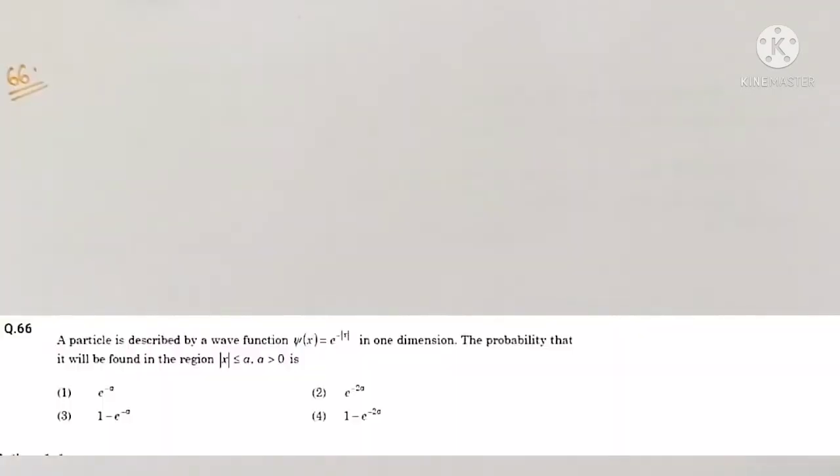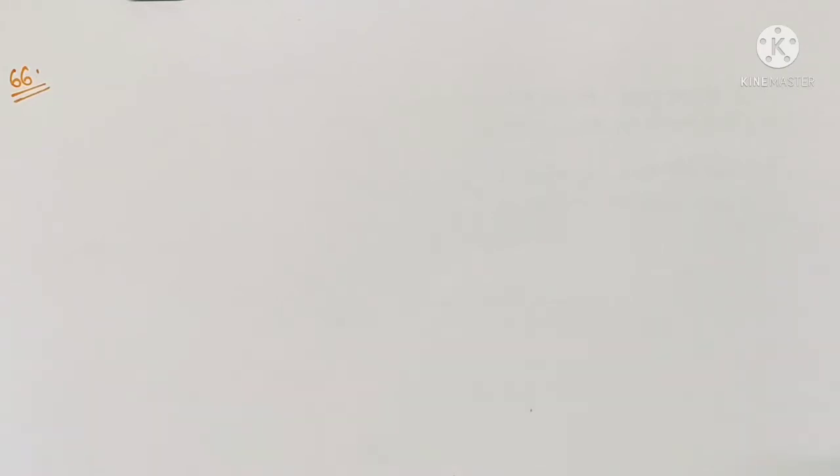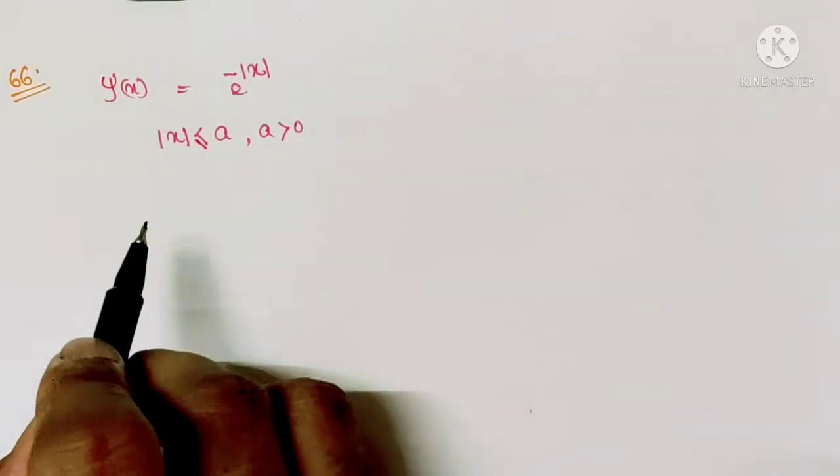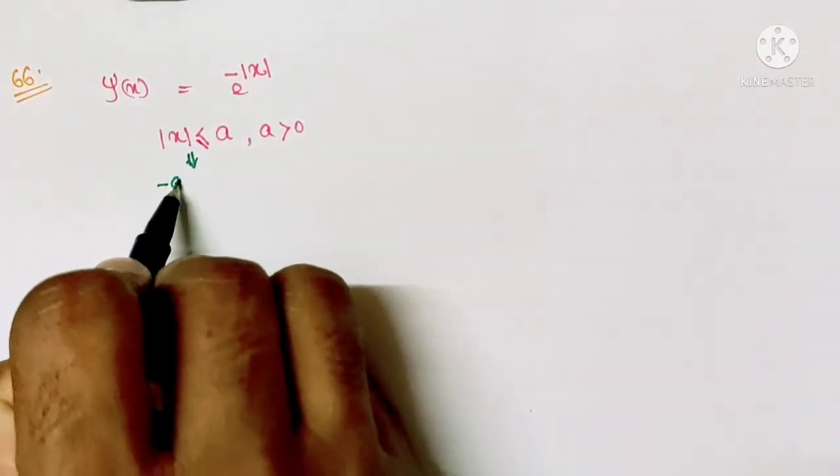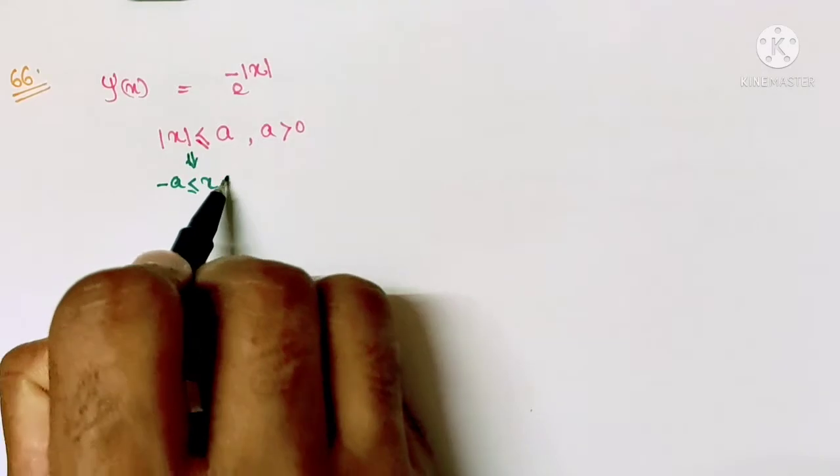Question number 66. A particle is described by a wave function psi x equal to exponential minus mod x in one dimension. The probability that it will be found in the region mod x less than or equal to a, where a greater than 0. We have to find the probability in this region, that is minus a less than or equal to x less than or equal to a.